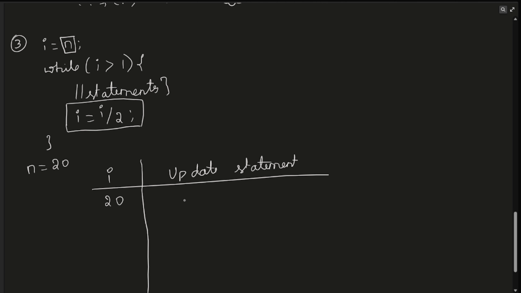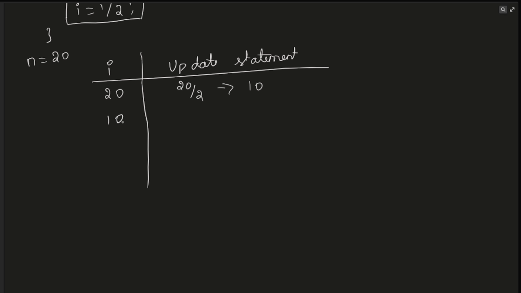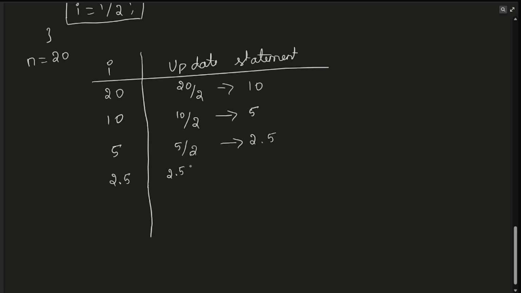Now I is 10. Is 10 greater than 1? Yes. Statements will be executed, and then the update statement, which will divide the current value of I by 2, which will be 5. Now I value is 5. 5 is greater than 1. So the update statement will update the value of I by dividing by 2, which will be 2.5. Now I value is 2.5. 2.5 is greater than 1. So divide it by 2, which will be 1.25.